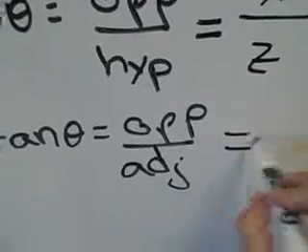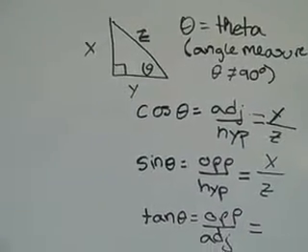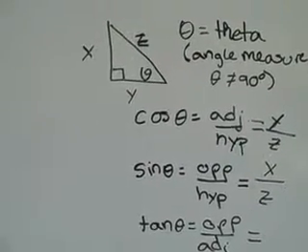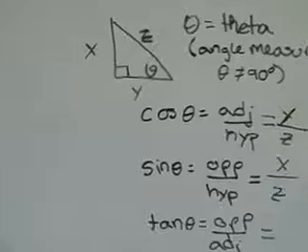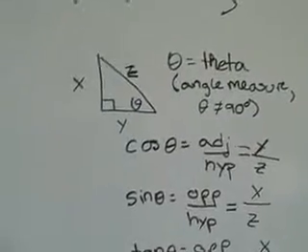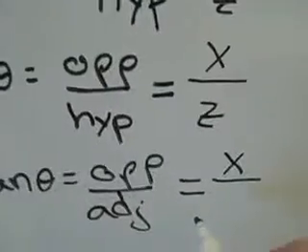And then the last one is tangent of theta, which is opposite over adjacent. So again, opposite, what side is across from theta? That's going to be X. And then what side is next to theta, or adjacent? That's going to be Y.